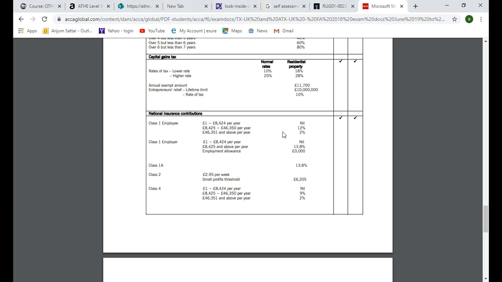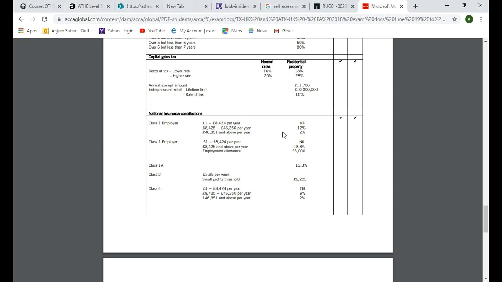Then we have the employer contribution. What is the employer paying? The employer is paying 13.8%, but employers are allowed some allowance, which is 3,000 per employer. So they can be exempt up to 3,000.